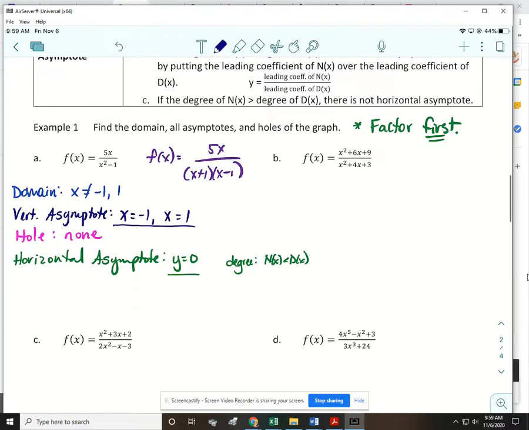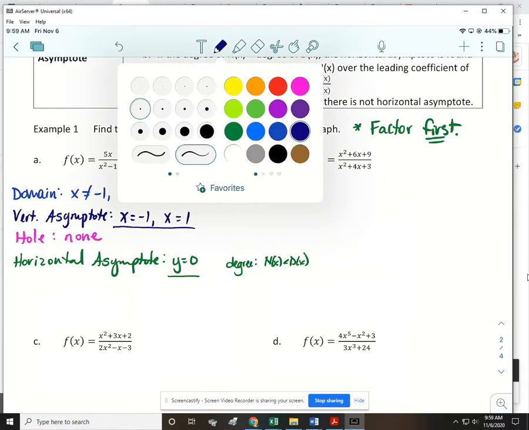All right, so let's look at the next one. Let's talk about starting with factoring it.